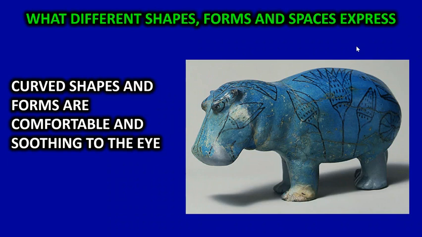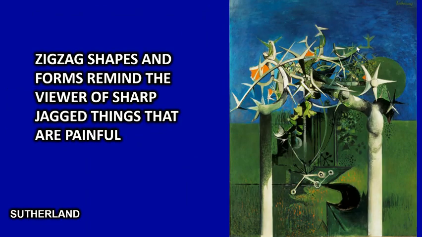And then, so what do different shapes, forms, and spaces express? So, curved shapes and forms are comfortable and soothing to the eye. So, if you can imagine holding this Egyptian sculpture, the gentle curve of the back of this hippo, it would be a pleasant experience to touch this hippo. It would not be painful. Whereas if you were to touch this object, it looks like it would be a painful experience because of the sharp lines that are in it.